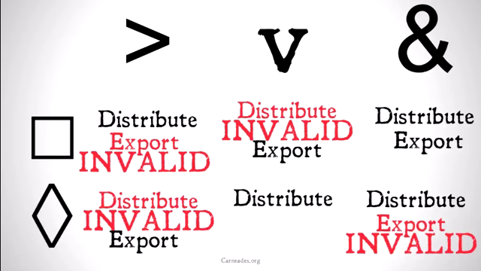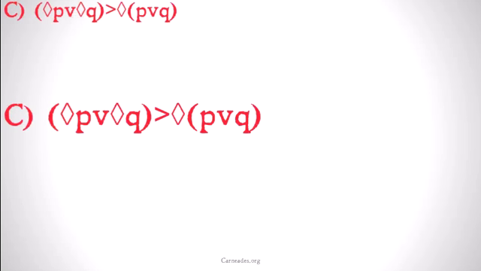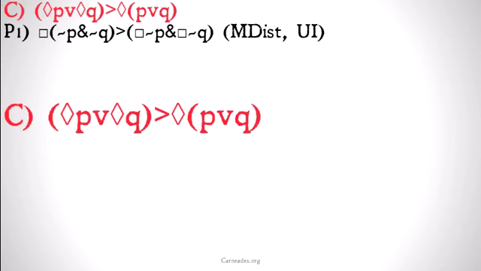This only leaves us with exporting possibility across disjunction. And this one is going to be the last iteration of Axiom K that we need to prove. So let's get started. This is going to look something like this. We're exporting possibility across disjunction. And it's going to be another proof that we can do quite quickly using transposition.